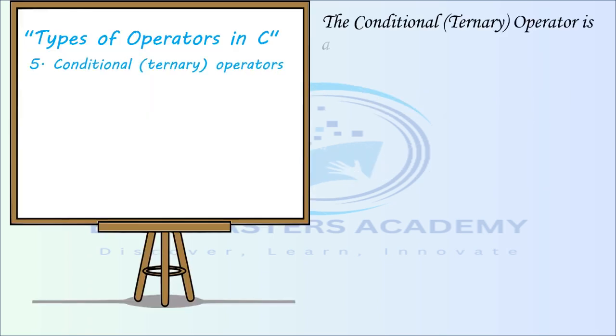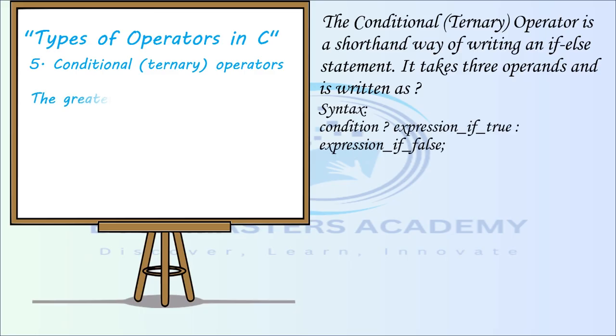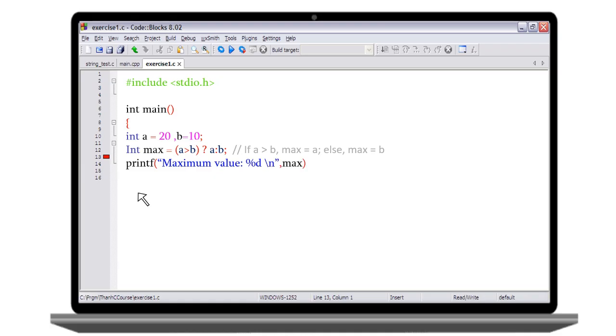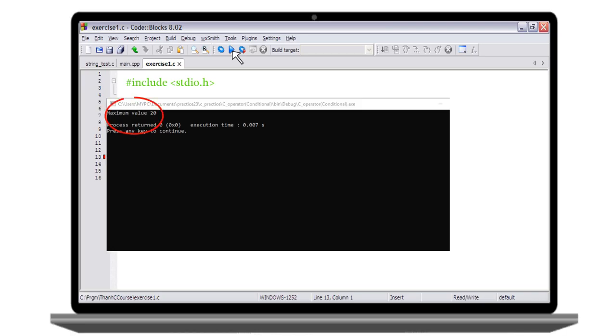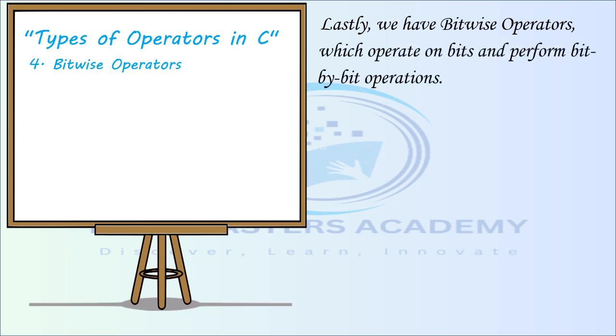The conditional operator is a shorthand way of writing an if-else statement. It takes 3 operands and is written as... Lastly, we have bitwise operators, which operate on bits and perform bit-by-bit operations.